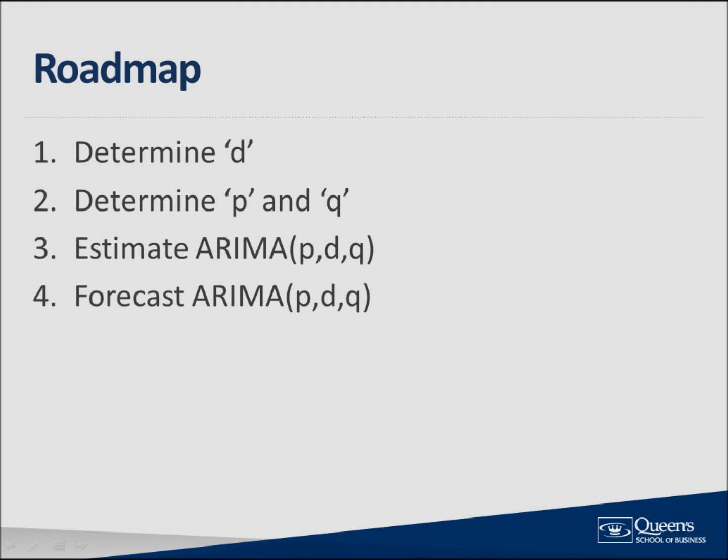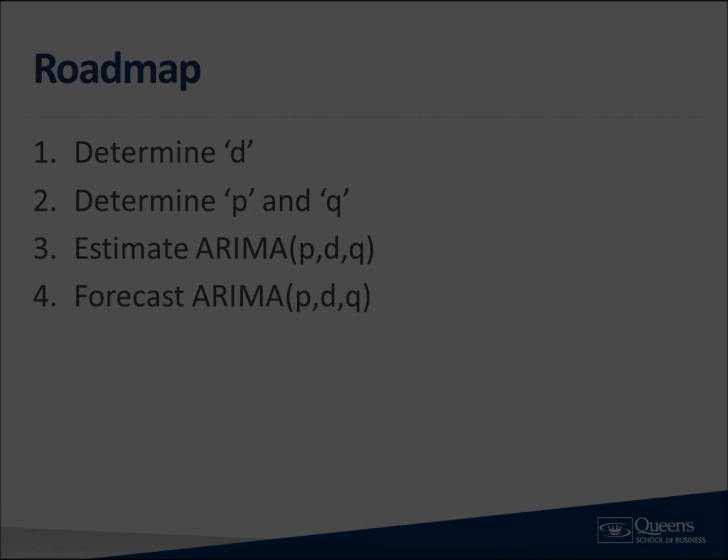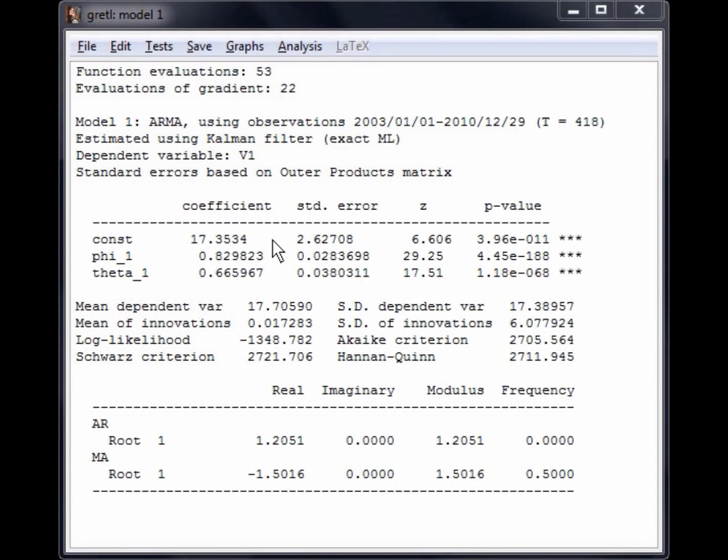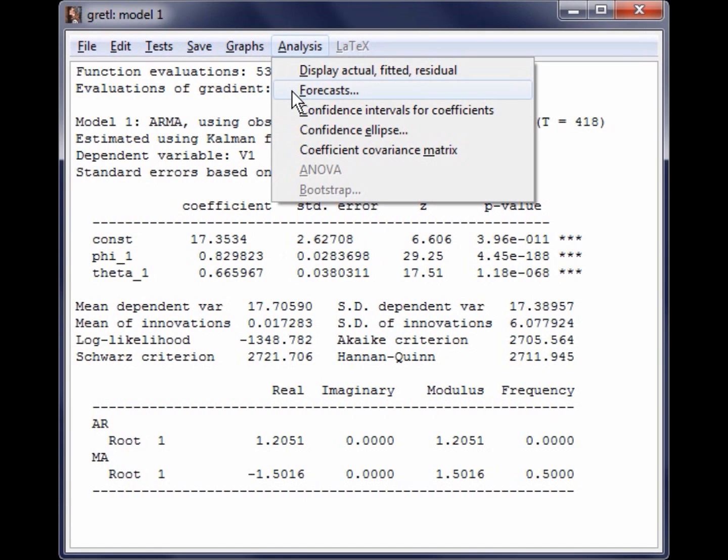We are going to use the ARIMA model identified using observations from January of 2003 through January of 2010 to create forecasts for the first 4 weeks of 2011. Since we already know the actual values for the first weeks of 2011, we can check the accuracy of the ARIMA forecasts. To create the forecasts, open the output from the ARIMA estimation. To forecast the series, select Analysis from the menu, followed by Forecasts.